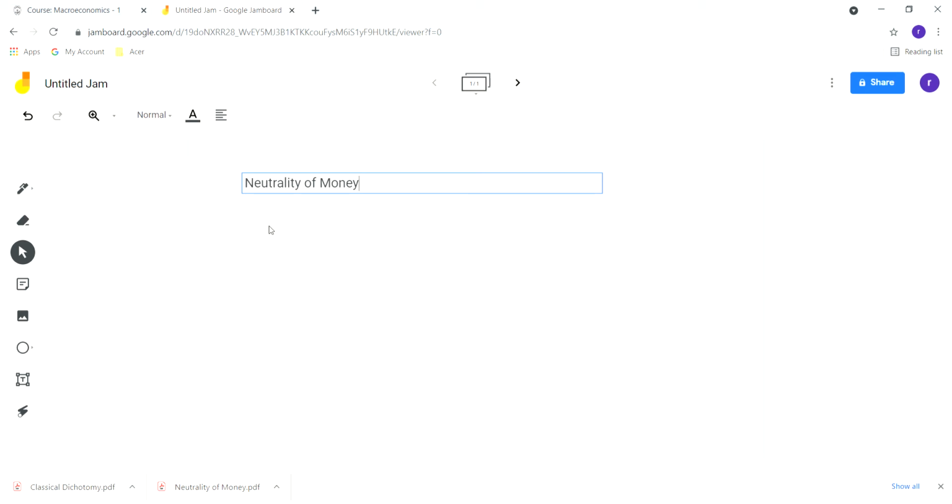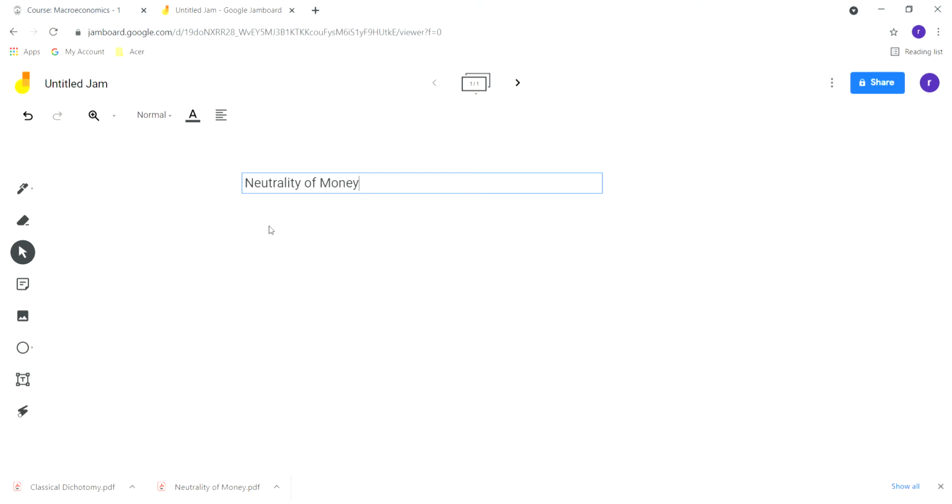Hello students, today we are going to take a new topic which is the neutrality of money. Neutrality of money is one of the pillars of classical economics and is the basis of the classical aggregate supply curve which has a vertical shape.